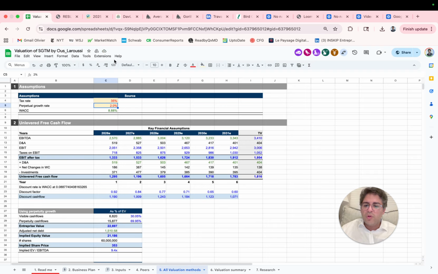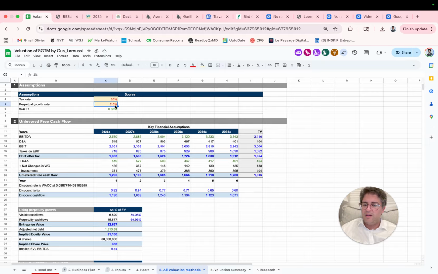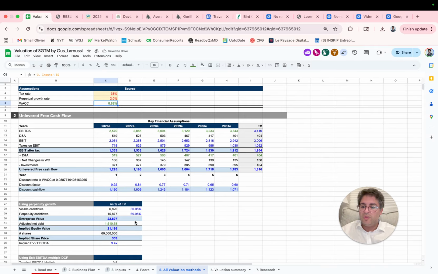So when you come here, I took 2%, and once you download this Excel spreadsheet, please feel free to do your own calculations and just to play with it. I mean, you can do, for example, 2.5% here. And when I do 2.5%, you see here, for example, that the perpetuity cash flows, which is the terminal value, has moved to 71% versus 2%, which is 69%.